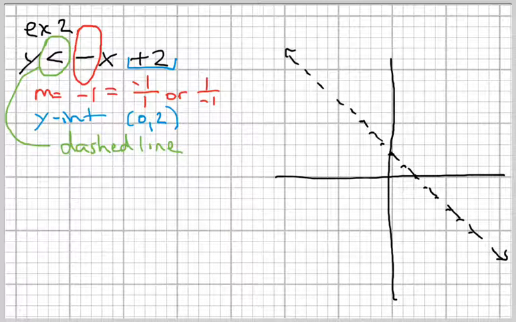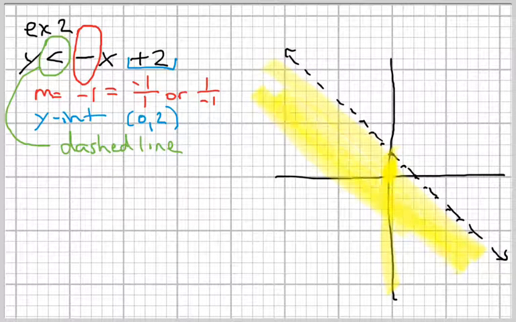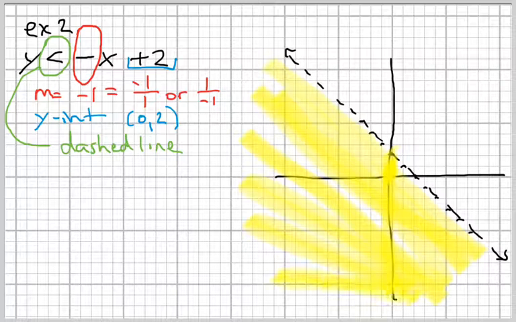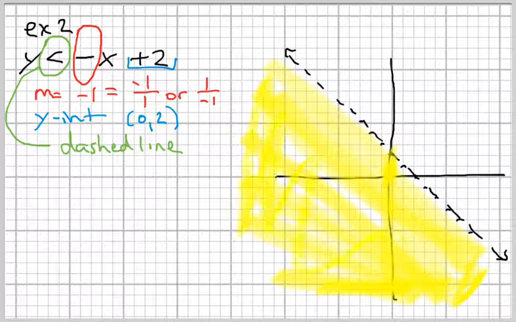Now we have to determine what side to shade. So our first approach, if we were to take a look at our y-intercept right here, and we want to determine what side of this line we're going to shade. Our inequality said y is less than. So what side of the line are my y values less? That'd be down here. My y values are less here. So this is the side that I would shade. I would shade everything below that dashed line.